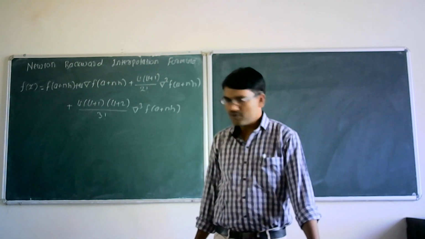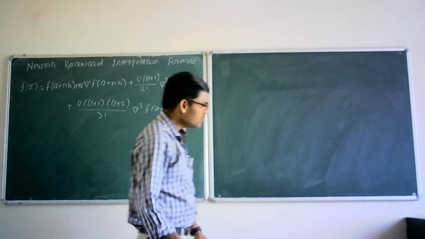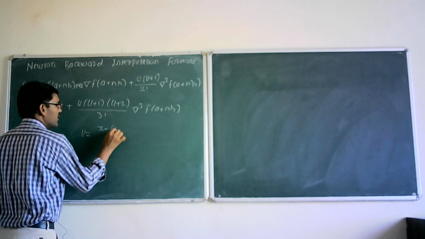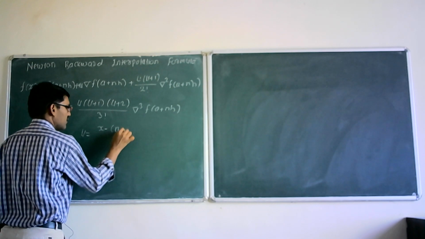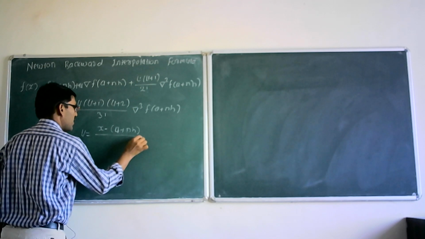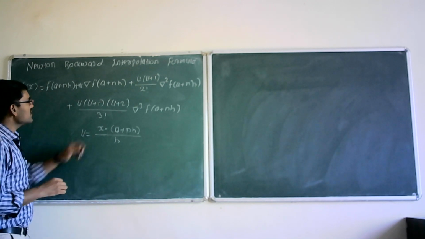Again, where u is equal to x minus (a plus nh) divided by h. Okay, what is this a plus nh?